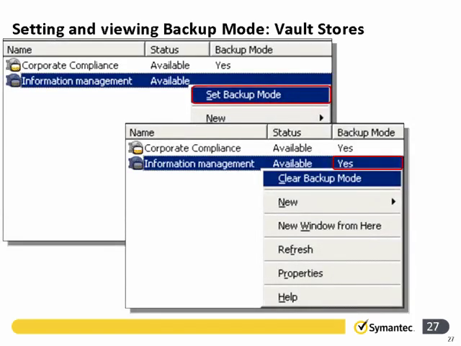To set and view the backup mode on a vault store, this is inside the Enterprise Vault Administration Console. It's an excerpt under the Vault Store Groups section for the individual vault stores. It'll show you the listing of all the vault stores in the vault store group. You can right-click on a particular vault store, and if it's not in backup mode, it'll give you the option to set the backup mode. If it's already in backup mode, by saying yes in the Backup Mode column, then you'll get the option to clear the backup mode. So you can manually set it from within the Enterprise Vault Administration Console.